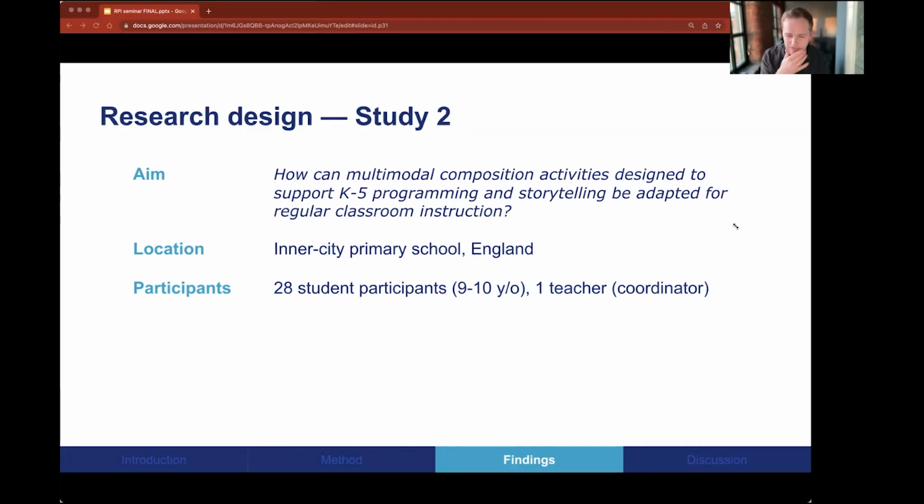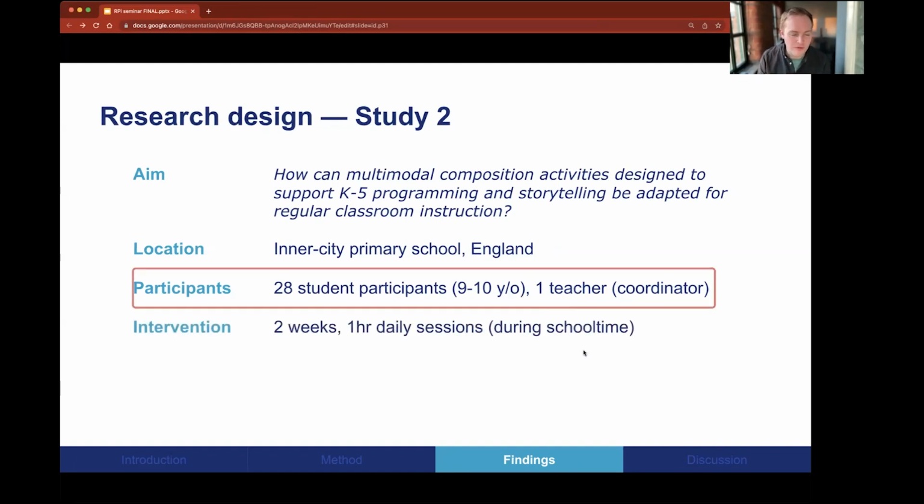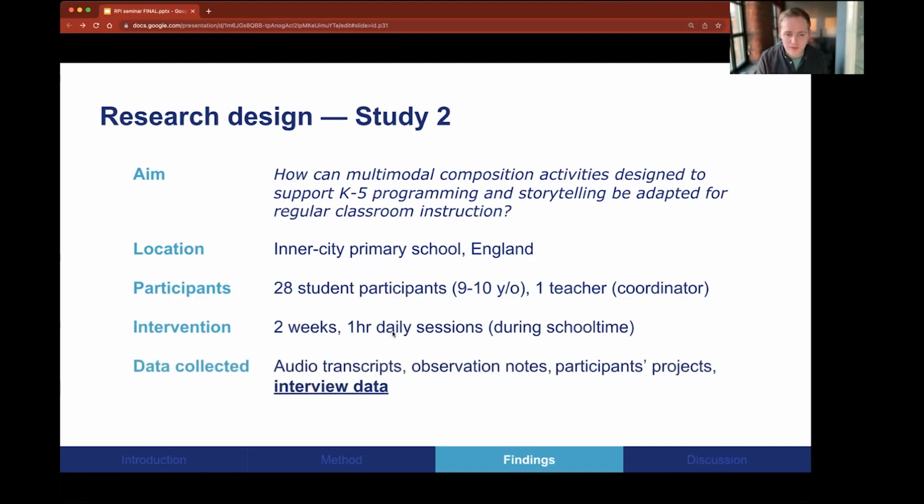But then with the onset of school closures, we had to condense about 3 months of data collection into 2 weeks. So we worked with one teacher and one class, 28 participants. So a typical classroom, and one teacher who was also the computing coordinator of the school. It took place over 2 weeks, 1 hour daily, three lessons a week over 2 weeks or something like that. We collected the same data in order to enable us to do that analysis again.